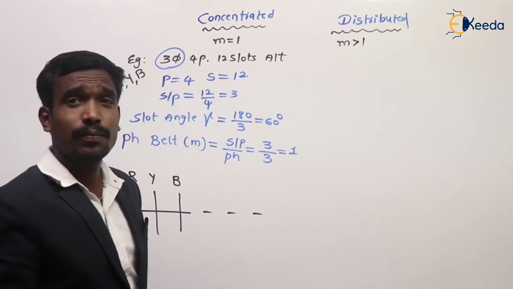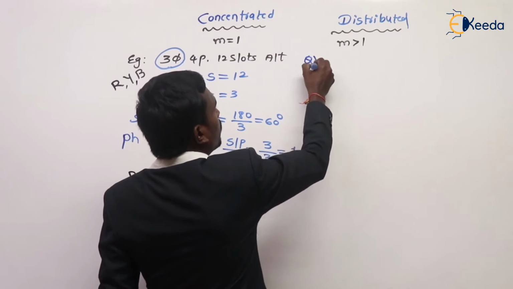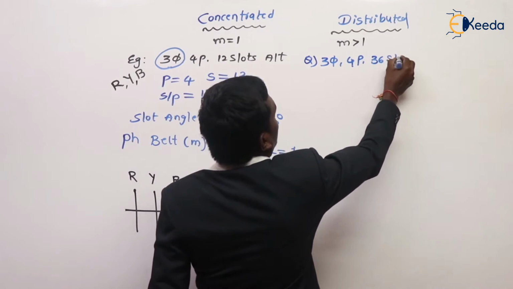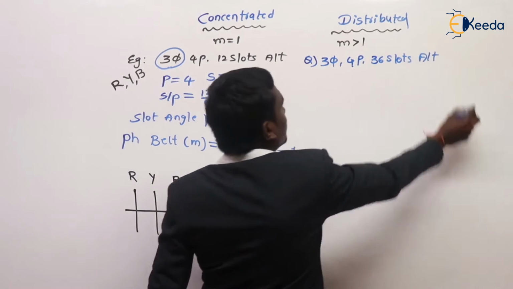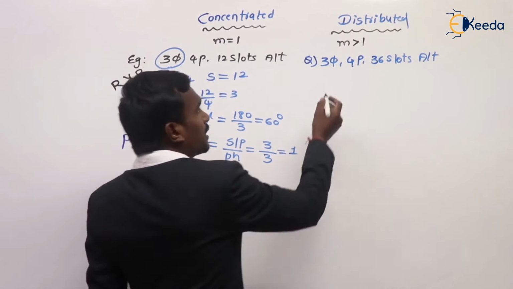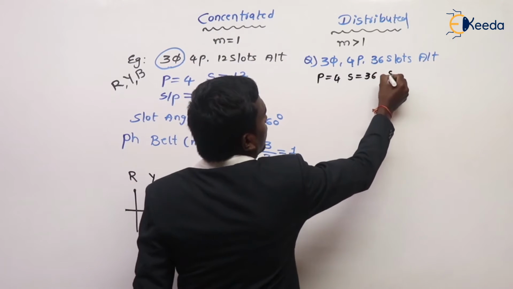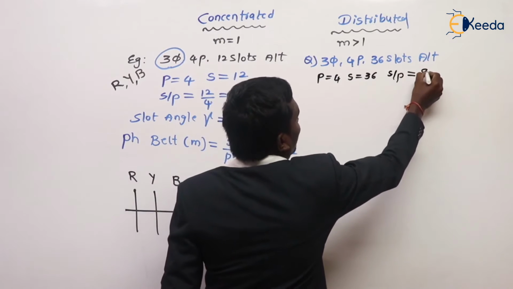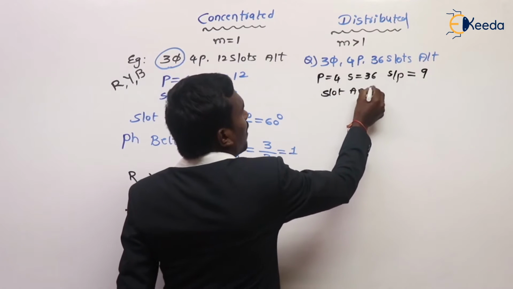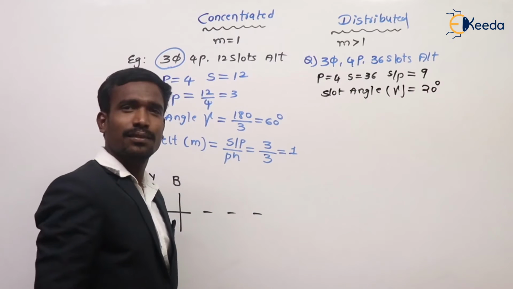Now about distributed winding. I am taking the same question: 3-phase, 4-pole, 36 slots alternator. Is it okay? See here, again, the number of poles is 4 and the number of slots is 36. Slots per pole is 9, and the slot angle gamma is equal to 20 degrees, that is 180 by 9.